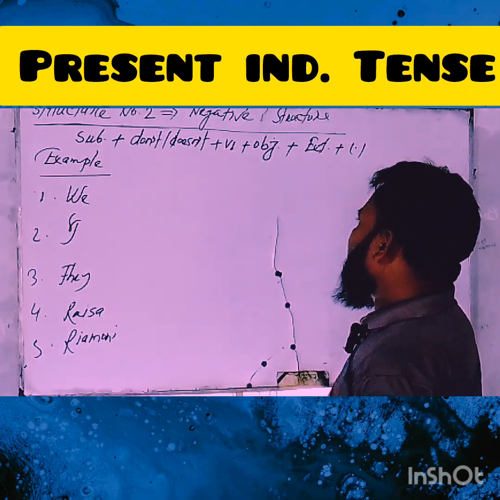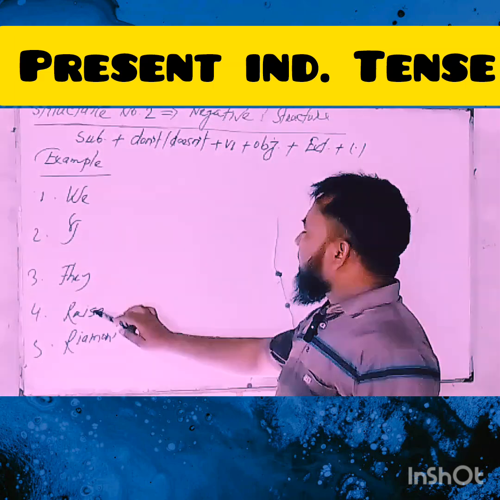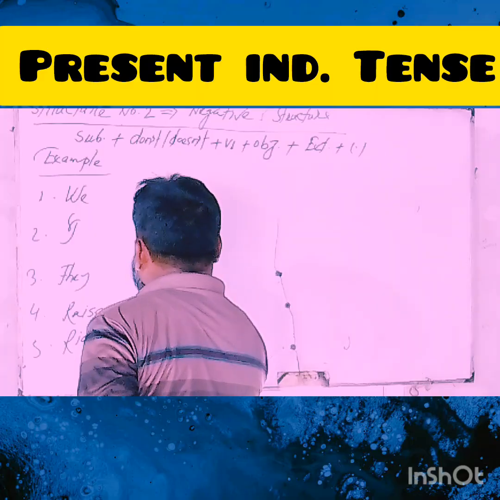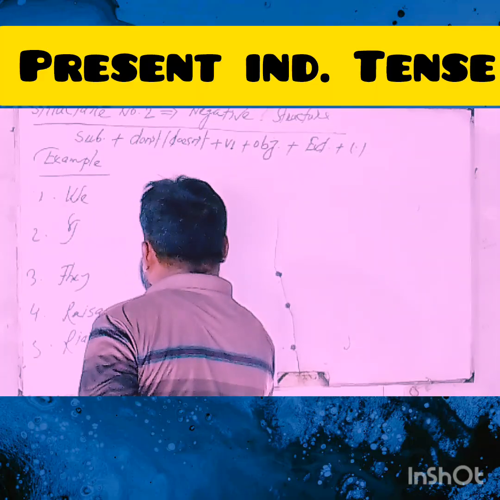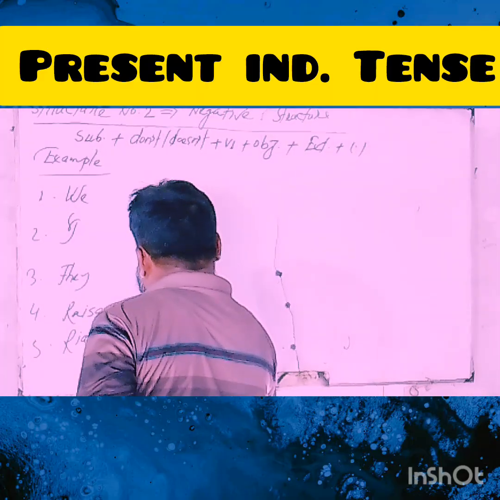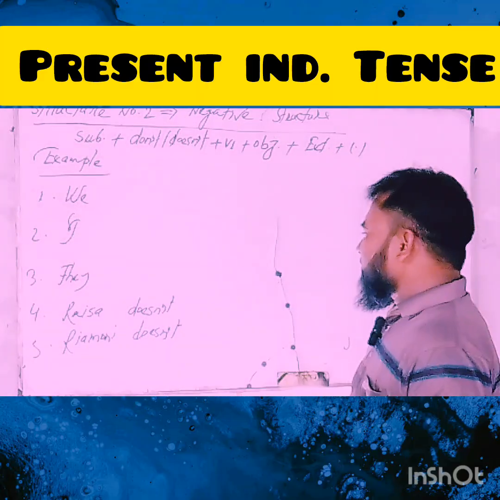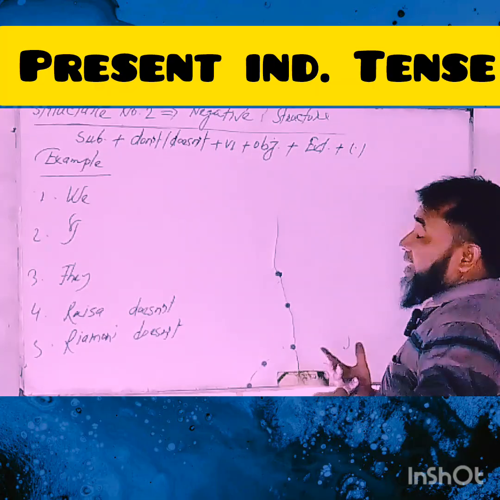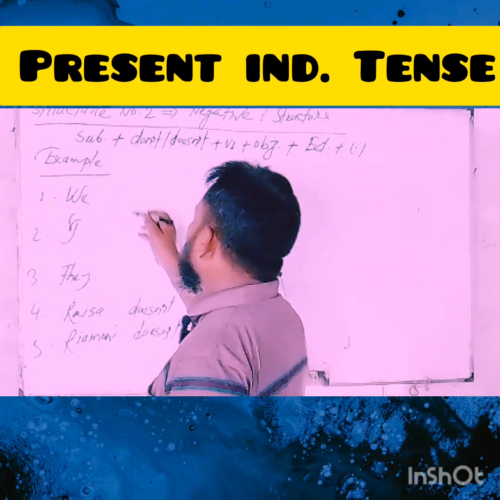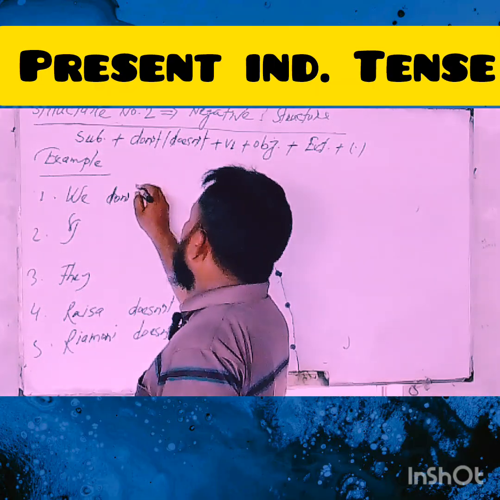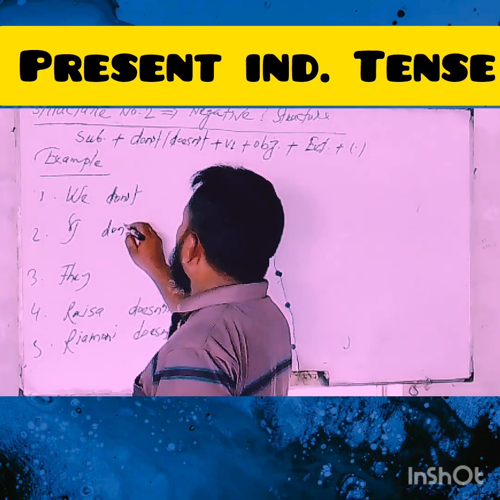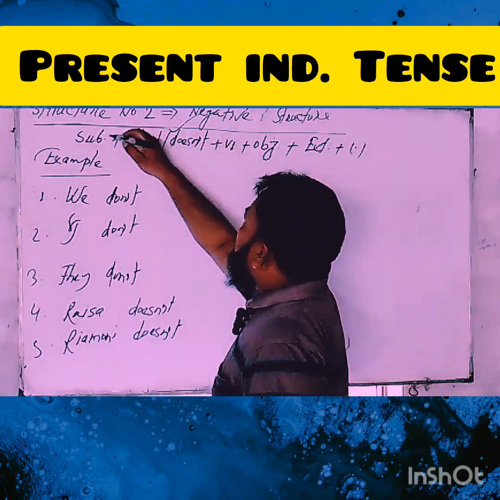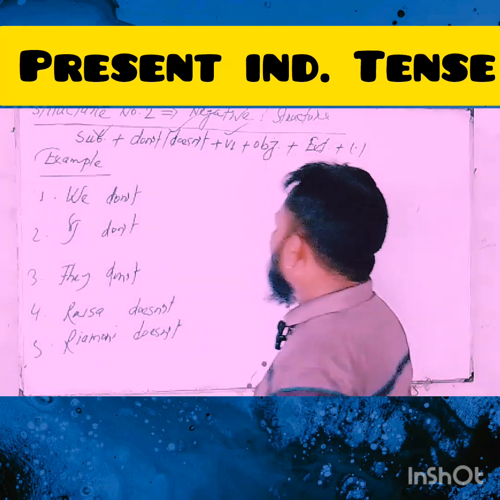You'll have to mind that, my dear learners, in the case of third person singular number, you'll have to use doesn't. So write down doesn't. But except for third person singular number, in all cases we'll have to use don't. So don't. Now write the V1 form of a verb, any verb.